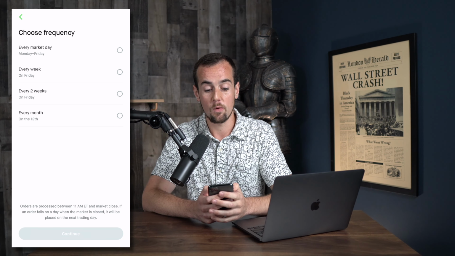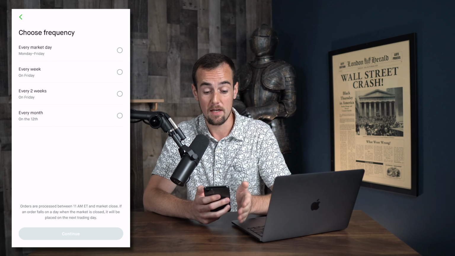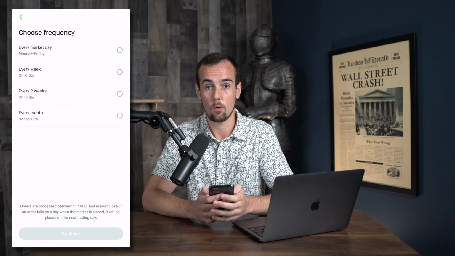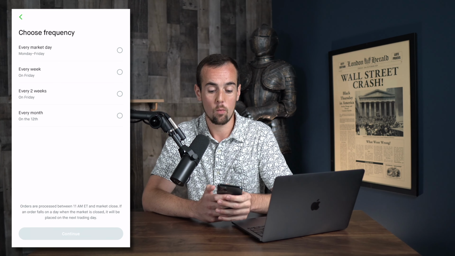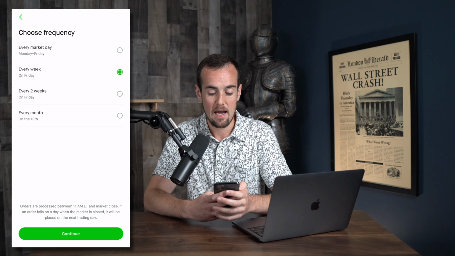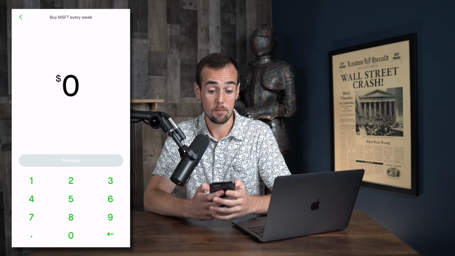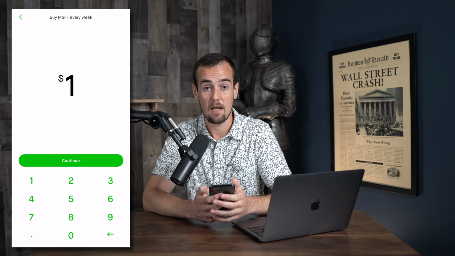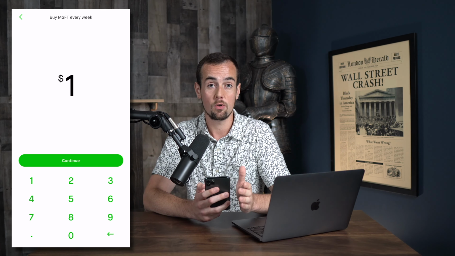So you could set the frequency here for every single market day, every week, every 2 weeks, or every month. So for example, if you wanted to invest in Microsoft every week on Friday, you could choose that, click on continue, and if you wanted to put $1 into Microsoft stock every single week automatically, you could do that through a recurring investment.